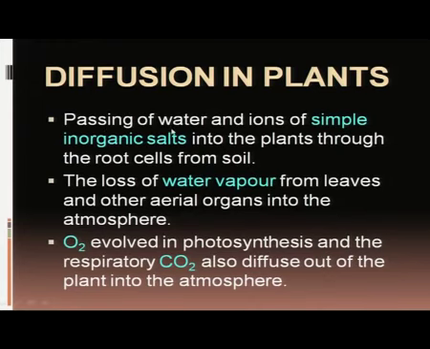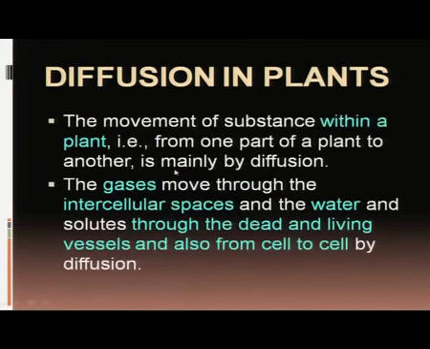Firstly, passing of water and ions of simple organic salts into plants through the root cells occurs by diffusion. Then loss of water vapor from leaves and other aerial organs, that is transpiration, is also because of diffusion. Then oxygen evolved in photosynthesis and respiratory carbon dioxide, these gases also diffuse out of the plant into the atmosphere with the help of diffusion only.